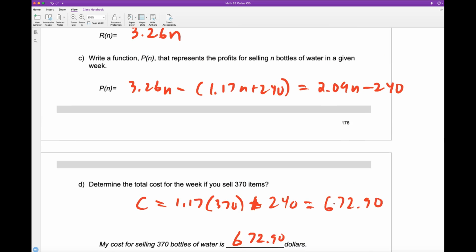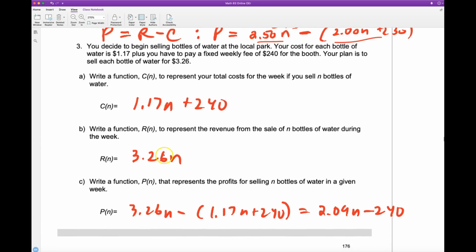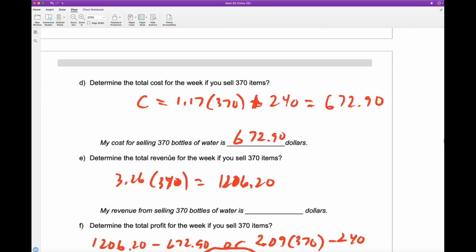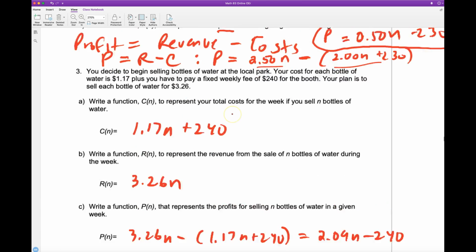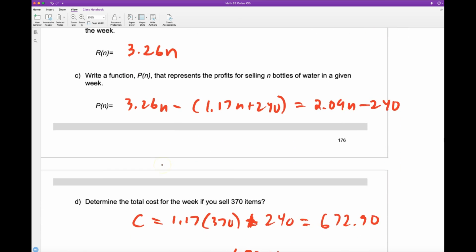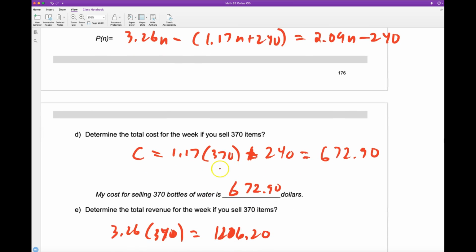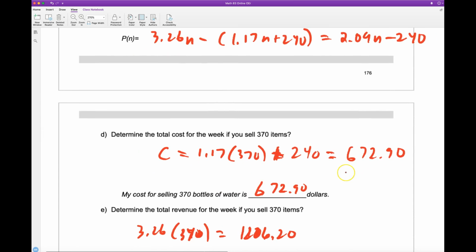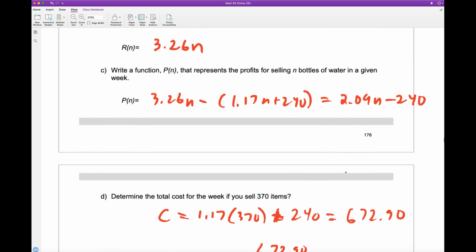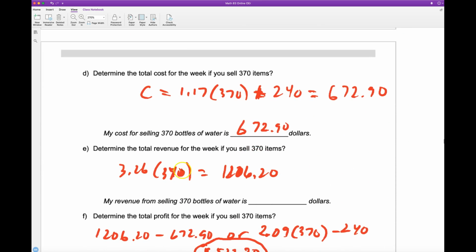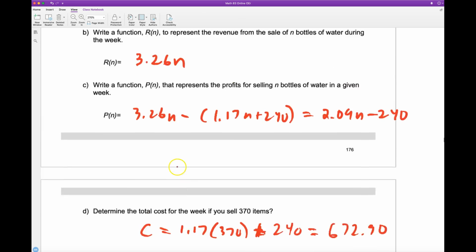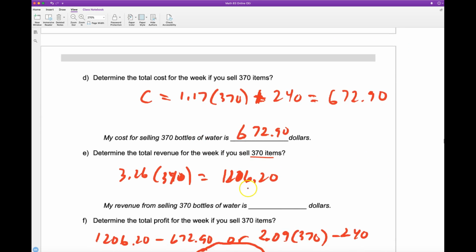And now that we have the cost equation and the revenue and profit, we can answer some questions. As you can see, what's the total cost for 370 items? You substitute 370 into this equation here, and so you can see it's 1.17 times 370. Get your answers. How about revenue? Go ahead and you plug in. It should be 370 gets plugged into that equation here, and you have an answer.